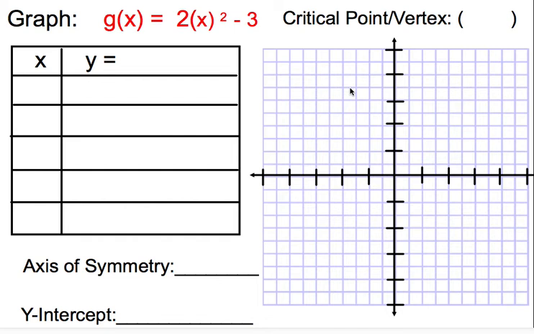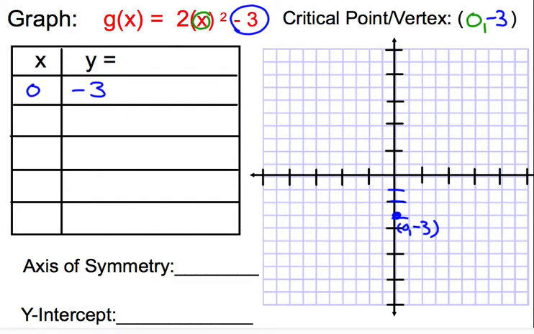In vertex form, we're going to identify the critical point. So if you notice, there is no movement on the x-axis. So on the x-axis, it's 0. On the y-axis, that's outside the function, so it's going to push everything down 3 units. So our critical point is over 0, down 3. That's our vertex.